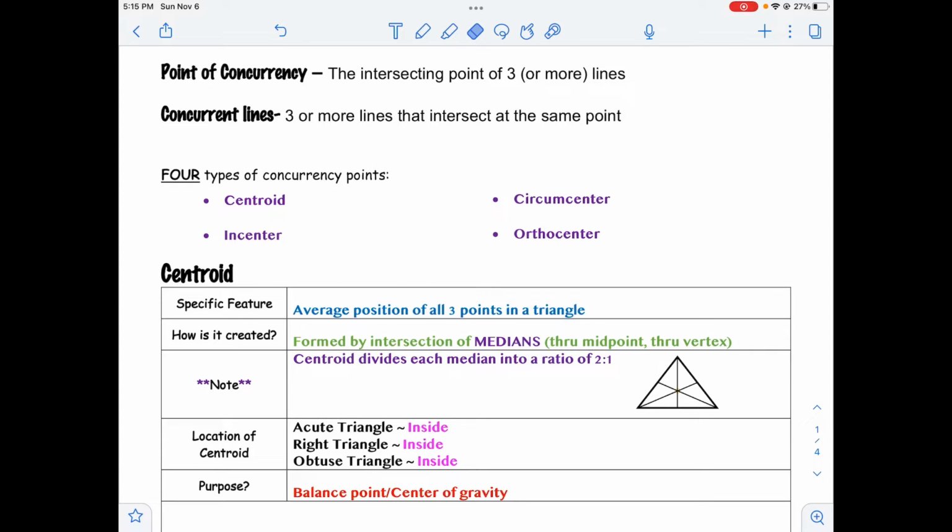And they're created by intersections of the medians. Medians go through the midpoint of the sides, which creates two congruent sides, and then through the opposite vertex. So they do have a special ratio that is created when the centroid divides the medians into pieces, and that is a 2-to-1 ratio.